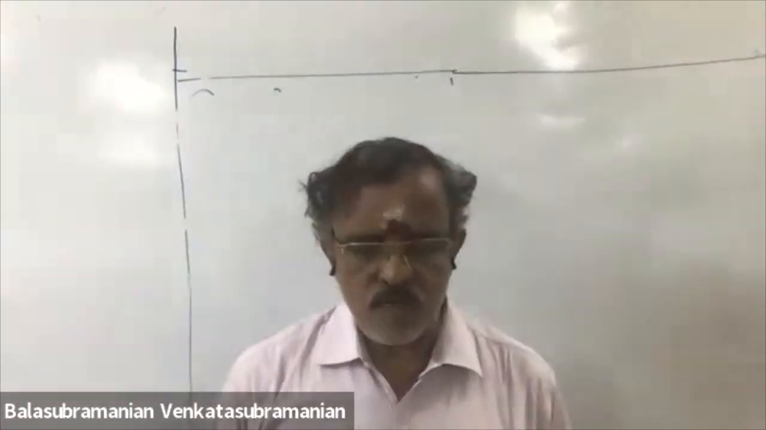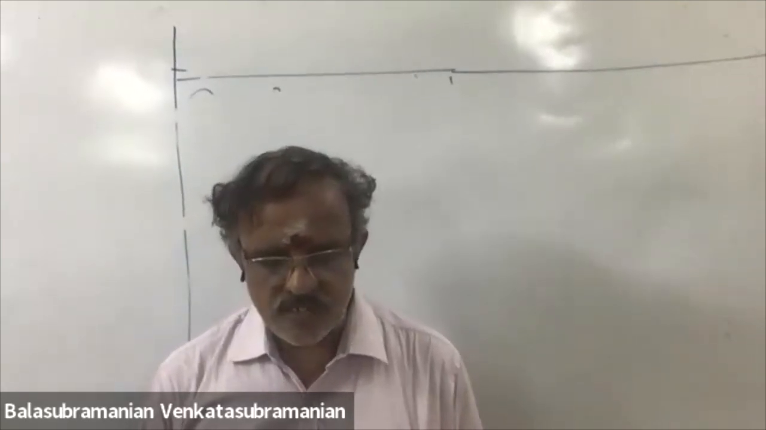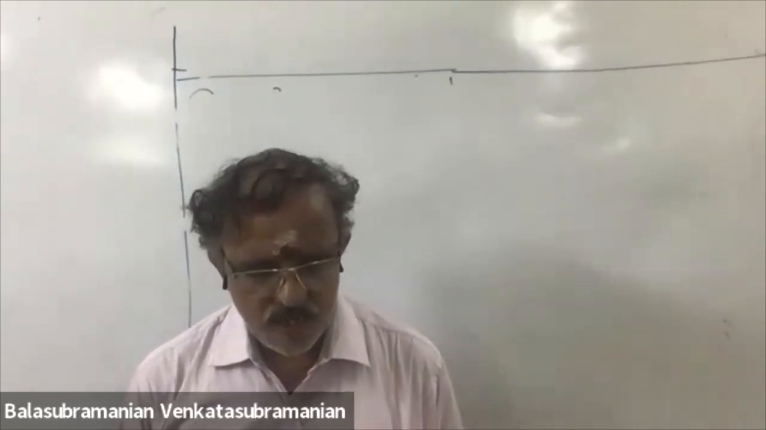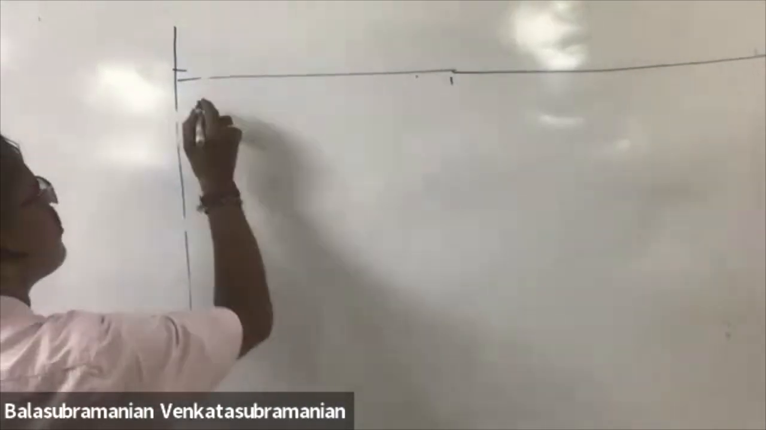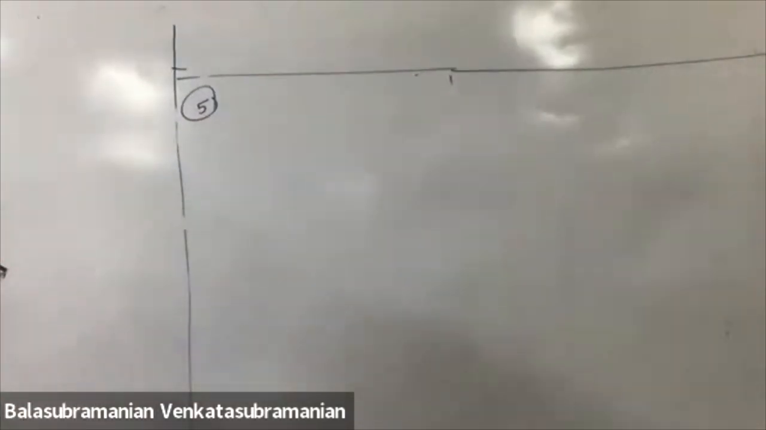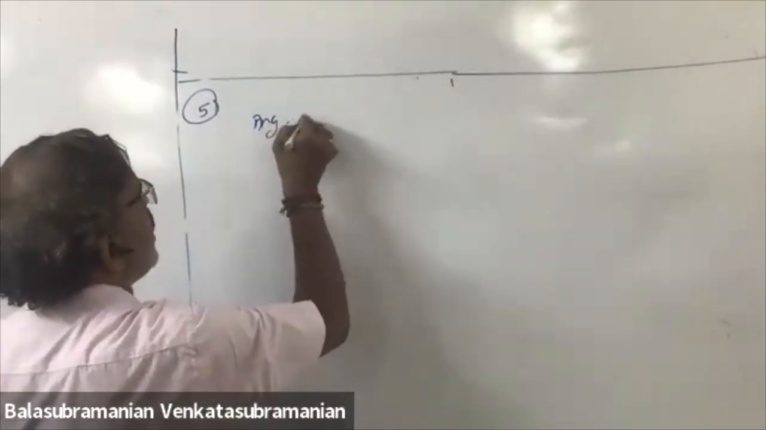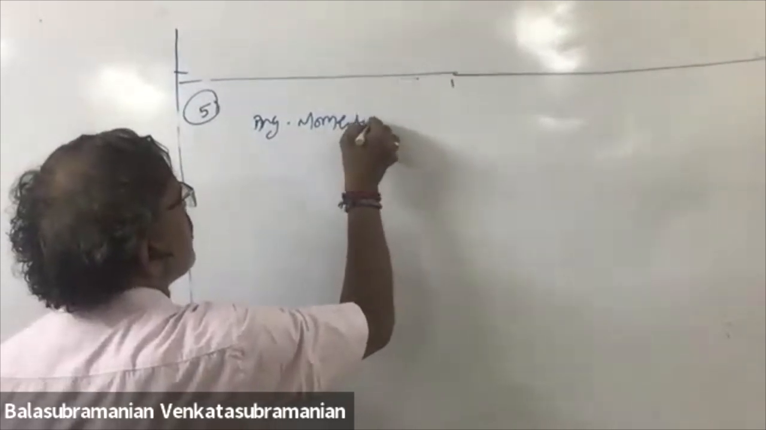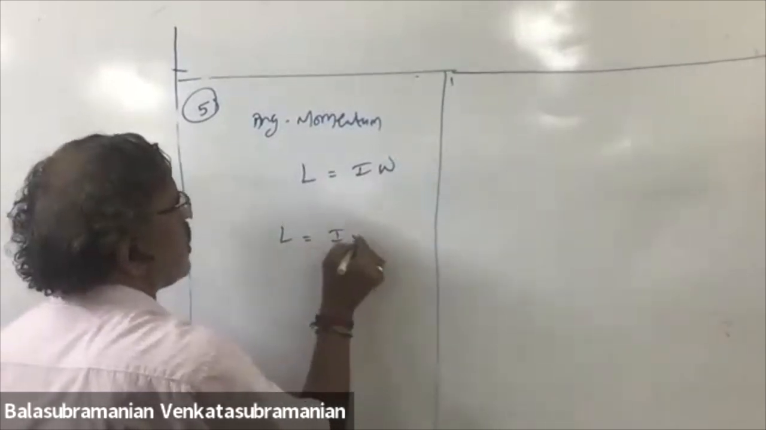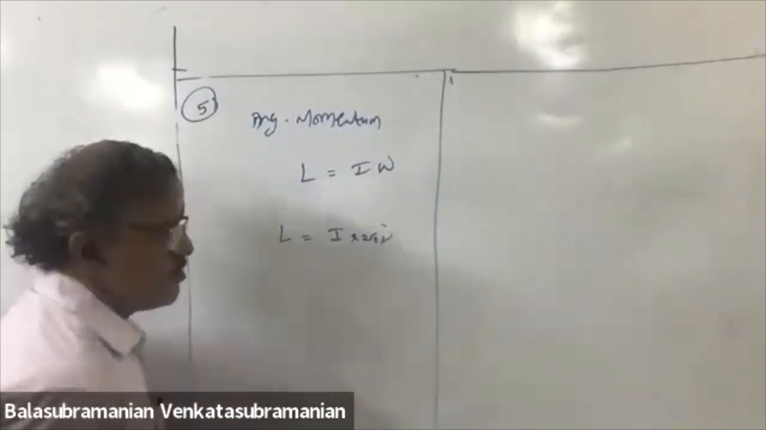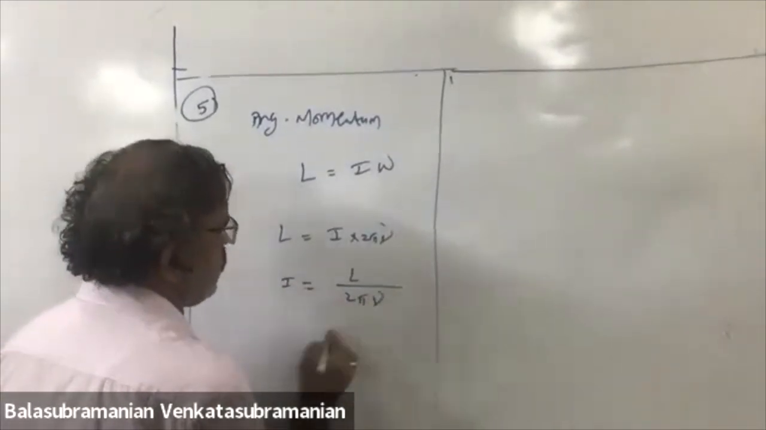The angular momentum of a body is 31.4 joules second and its rate of revolution is 10 cycle per second. Calculate the moment of inertia about the axis of rotation. Problem number 5. Angular momentum of a body given. What is angular momentum formula? Angular momentum represented by L, that is I omega. I into omega is 2 pi nu. Question is I to be calculated.